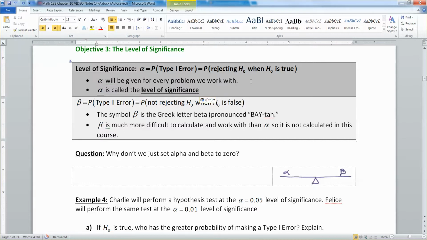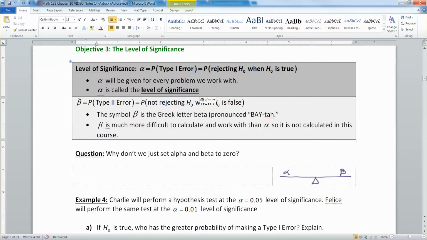In real life, if you were going to work in statistics, you would choose alpha levels based on the severity of making that type 1 error or whatever. But for our purposes in our course, it will be given to us in the problems. So it'll either say level of significance or they'll say alpha. They can use the symbol or just the words.